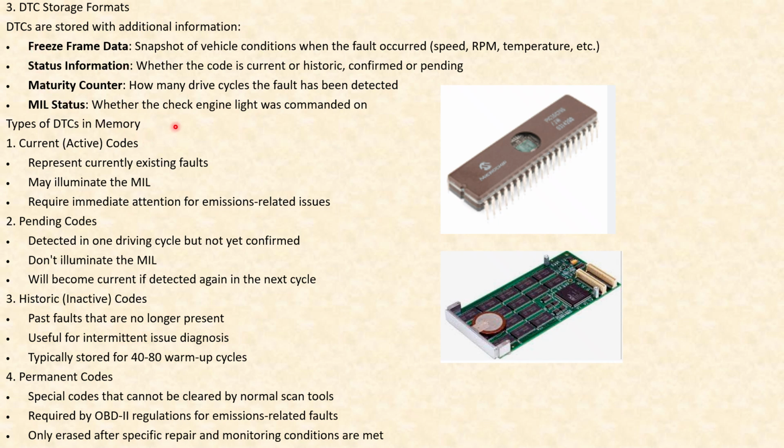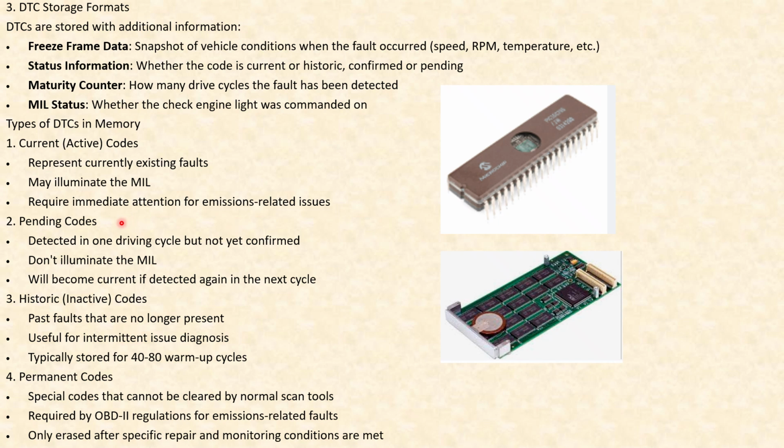Now, the types of DTCs in the memory. First is the current active code. Of the various types of diagnostic trouble codes, the first is the current active code. It represents currently existing faults, may illuminate the malfunction indicator lamp, and requires immediate attention for emissions related issues.